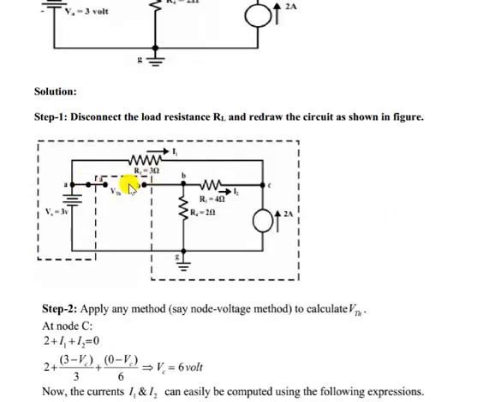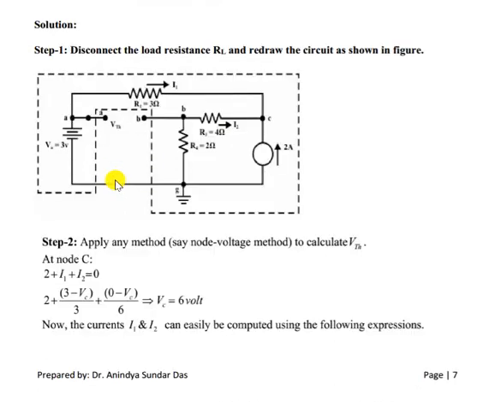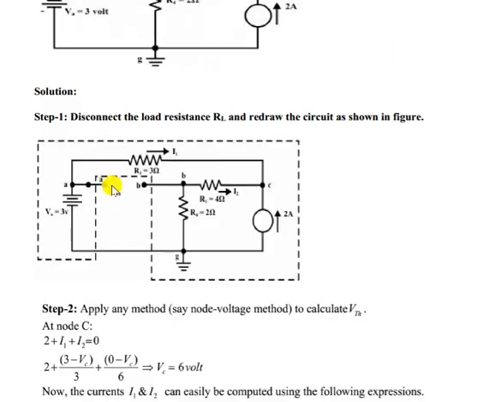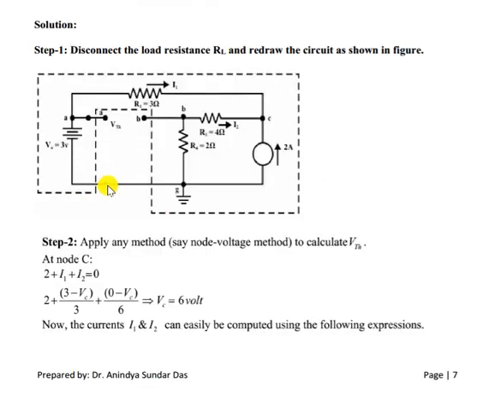Now you have to find out the open circuit voltage between this point, VAB. So to find VAB, what process can we do? We can apply a nodal analysis technique. Say this is node C. If you write KCL at node C, what can we write? I1 is entering, I2 is entering, 2 ampere is also entering. So the summation of that equals 0.